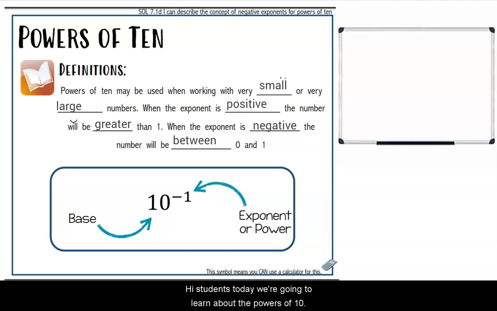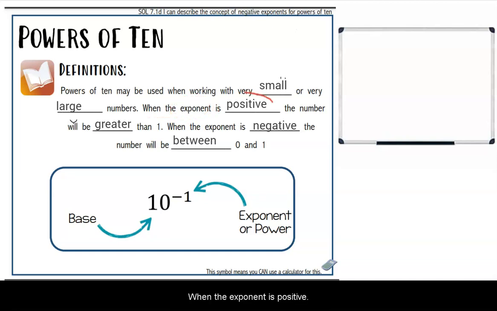Hi students, today we're going to learn about the powers of 10 and how we can use them to write really small or really large numbers. So let's start with our definition. Powers of 10 may be used when working with very small or very large numbers. The difference between the small and large numbers is going to be in the exponent.